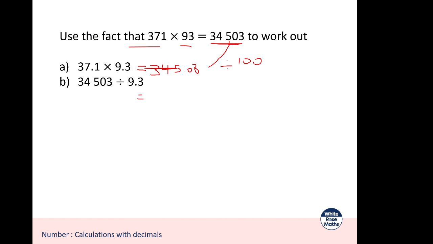Next one. We're actually dividing now. It's the same number, but I'm dividing it by 9.3. So my answer is going to be 10 times bigger than 371. So my answer will be 3,710. The reason for that is because if I divide it by 93, I get 371. Obviously working backwards here. Because this is 10 times smaller than this, to make the sum's in check, I'm going to multiply 371 by 10. That's my answer for that.